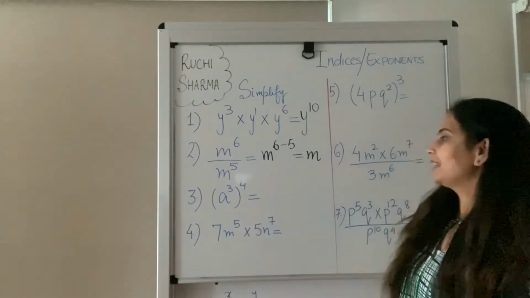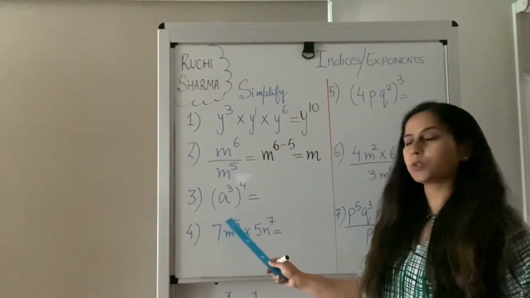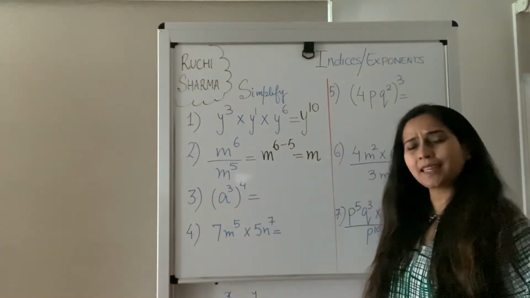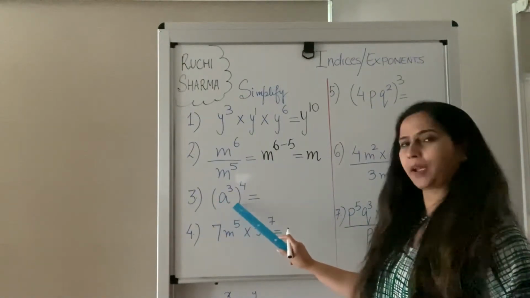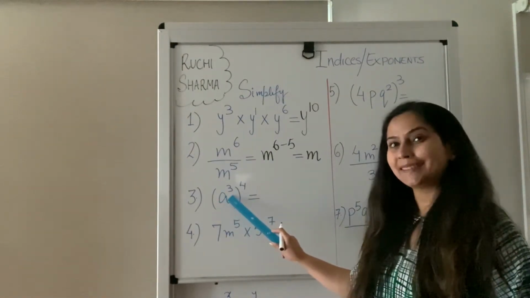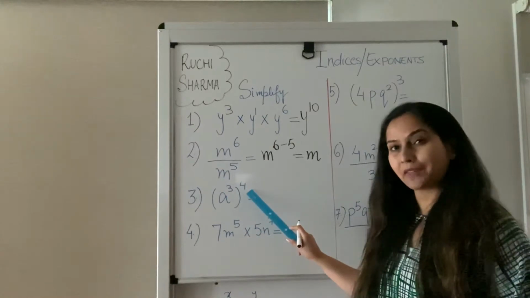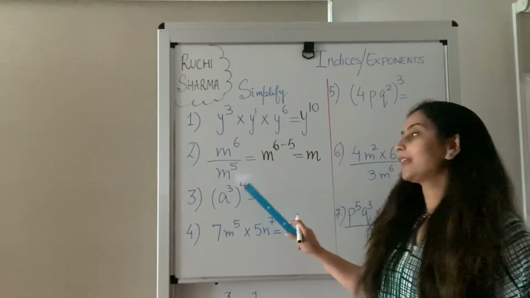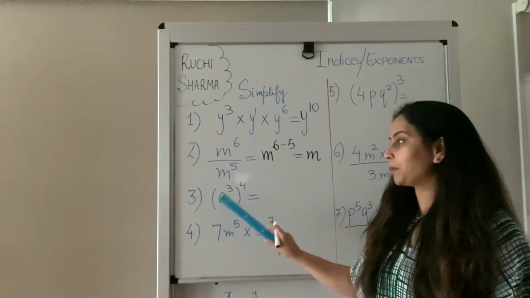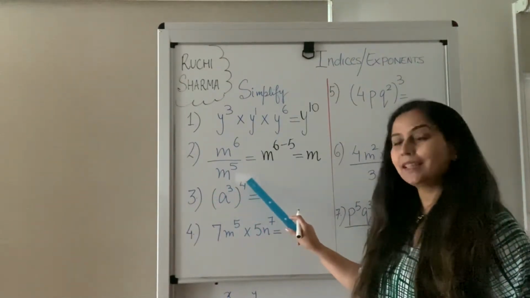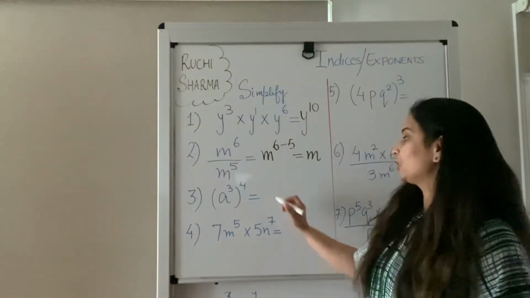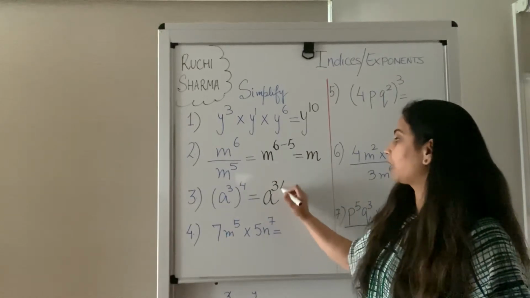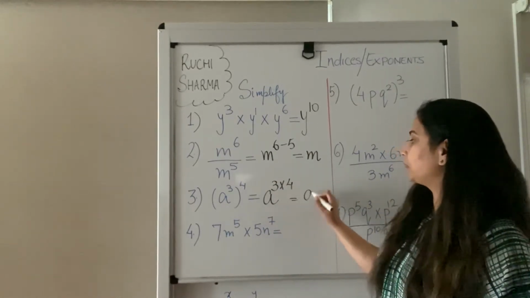so it's sufficient to write m here. Now coming to the third question, it is a cubed whole to the power 4. So what do we see here? Here we see that there is something in the bracket which has a power, and outside the bracket you also have a power. So this is the power to the power rule, and the rule says that when something in the bracket has a power and is raised to another power, the powers are multiplied. So this is a to the power 3 times 4, and 3 times 4 is 12. So this is a to the power 12 here.